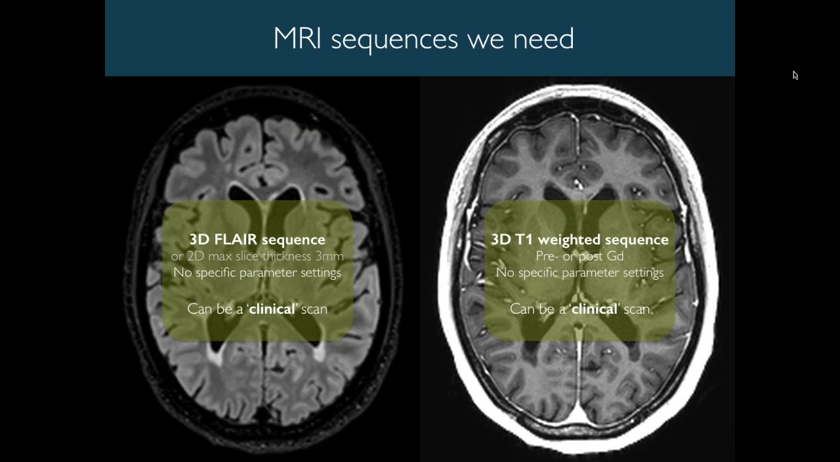We don't need very specific parameter settings on the scanner. And these scans can be reliably acquired on a 1.5 or a 3 Tesla MRI scanner. So they don't need to be long research sequences of 8 or 10 minutes. Typically, on most scanners, these sequences are acquired in around 4 to 5 minutes.